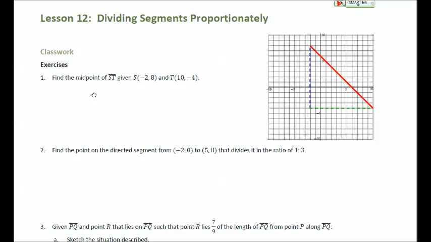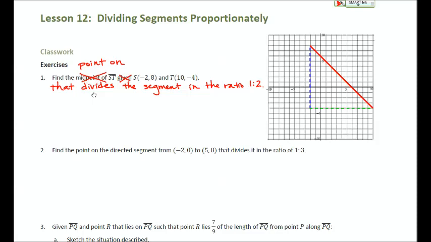But I don't want to talk about midpoint. I want to talk about dividing this segment proportionally. So I'm going to change question number 1 to be this. Find the point on segment ST, where S is (-2, 8) and T is (10, -4), that divides the segment in the ratio of 1 to 2.